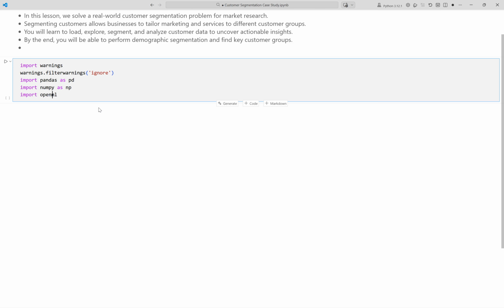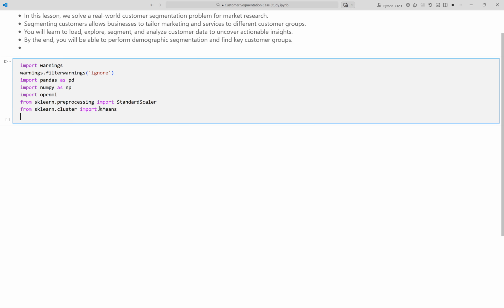We import OpenML so we can fetch real-world marketing datasets. We import StandardScaler to normalize numeric features before clustering. We import k-means, a popular segmentation algorithm, from scikit-learn. We import matplotlib and Seaborn to create insightful business visualizations.